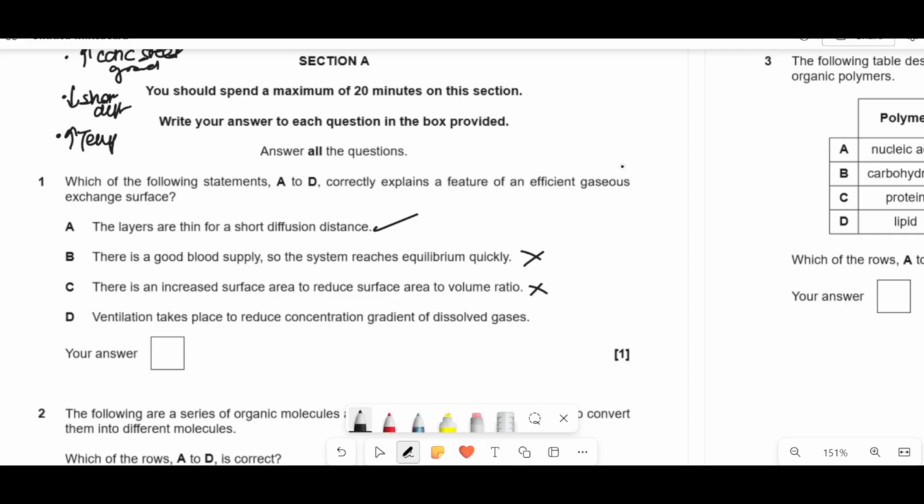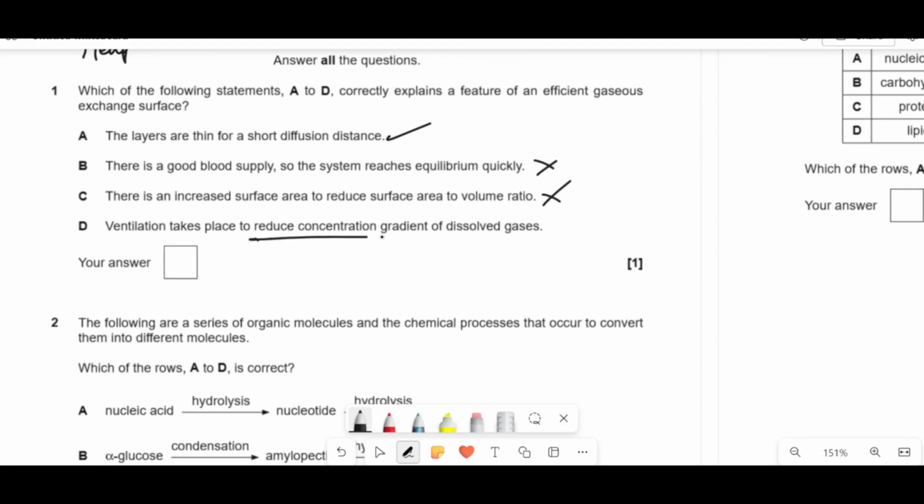So you're out. Next: there's an increased surface area to reduce the surface area to volume ratio. That is incorrect. If you think about a very thin sheet of ice versus a cube of ice, which one's going to melt first if you hold it, say with the same length and width? The thin sheet melts first, because there's a higher surface area to volume ratio. It's nice and flat, but the volume's not very chunky, so the heat can move through it and melt it quite fast, whereas in the cube it has to go all the way through. So we want a really, really high surface area to volume ratio. That one's out. Next it says ventilation takes place to reduce the concentration gradient. No, we want it to be as high as possible, so it's A.